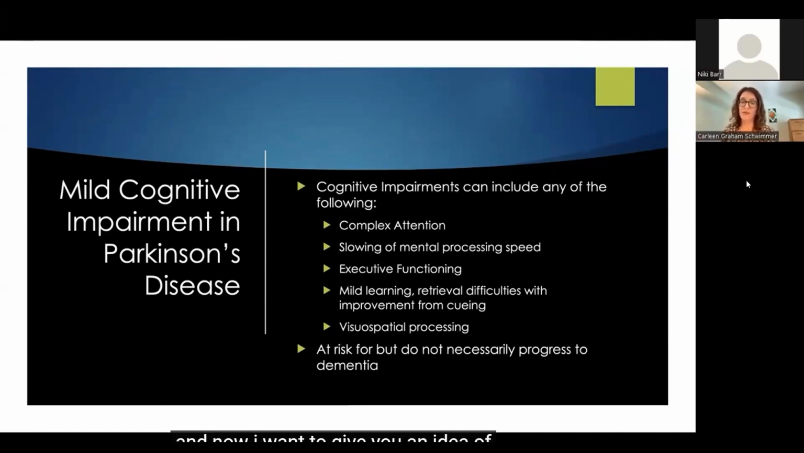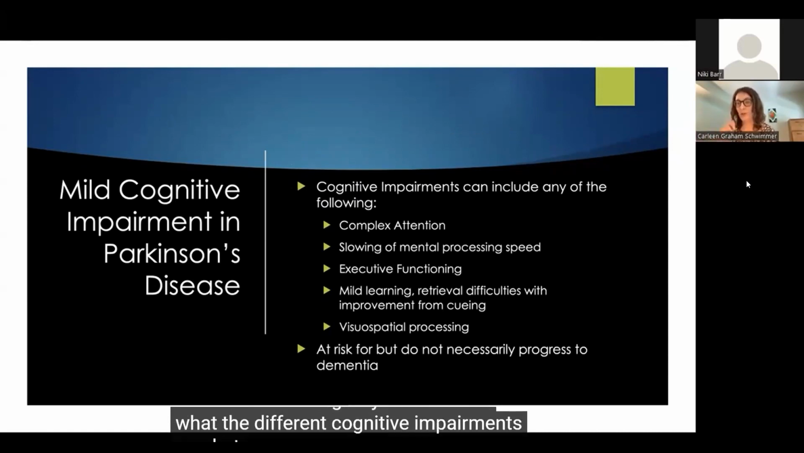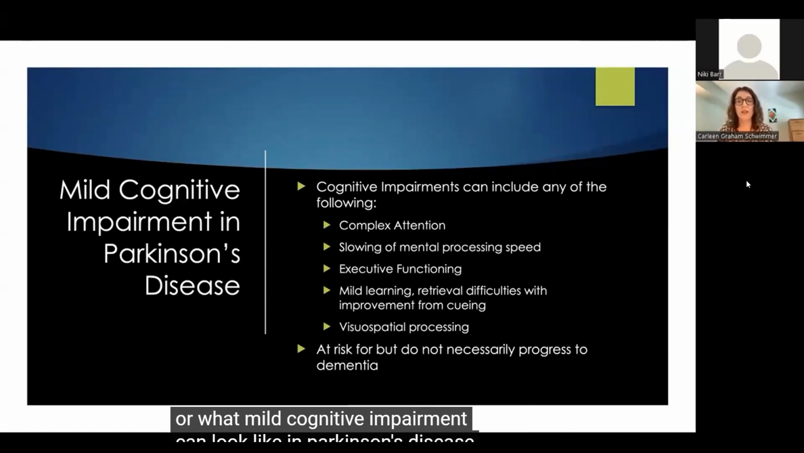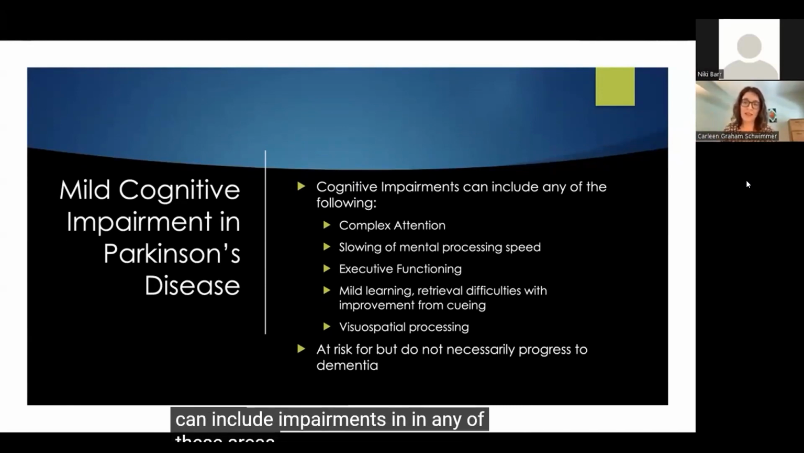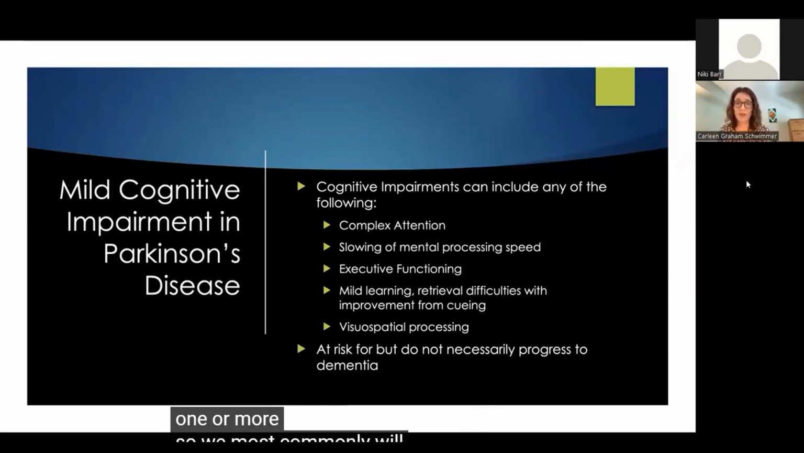And now I want to give you an idea of what the different cognitive impairments or what mild cognitive impairment can look like in Parkinson's disease. So cognitive impairment in Parkinson's disease can include impairments in any of these areas. It doesn't necessarily have to be all of these that I've listed, but it's typically one or more. So we most commonly will see difficulties with complex attention, difficulties with like the multitasking or holding on to information in one's mind to manipulate it.